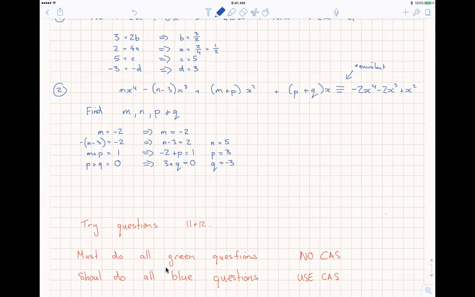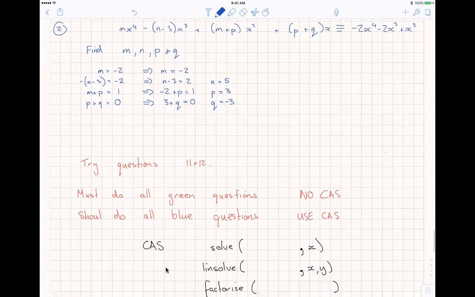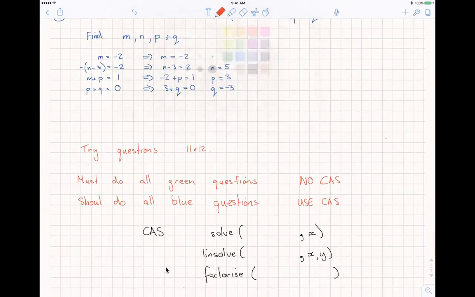So there's always those two sections. There's the green section that you've got to do without your CAS. Now the next section, which is all the blue questions and those master questions, you should do them. If you've got time, you should be doing all the questions in the textbook for Year 12. However, if you don't have time, make sure that you're doing those green ones. And remember that when you do the blue ones, you're usually allowed to use your CAS. So don't go typing heaps of stuff in. So some of the commands that you can use are solve, linsolve, and factorize.